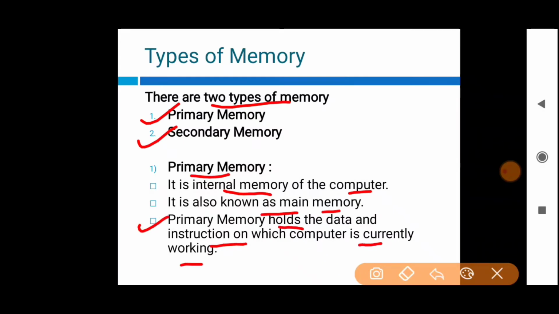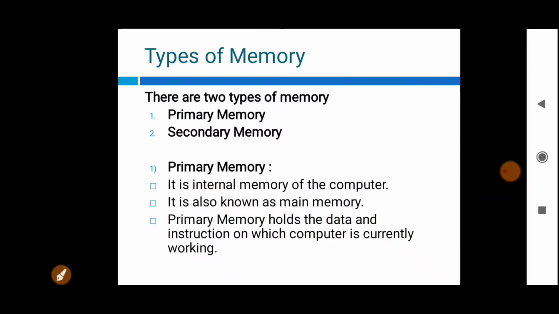Consider the example of the marks of 10 students. This primary memory will hold the marks of those 10 students when the calculation is taking place. So this primary memory should be large enough to hold the current data. When you say your PC is very fast, this means you have a higher capacity of primary memory.